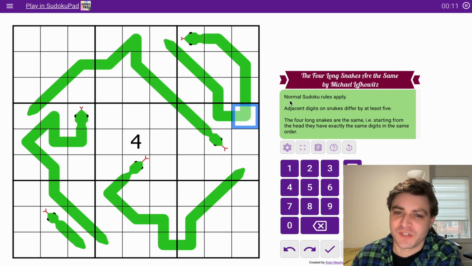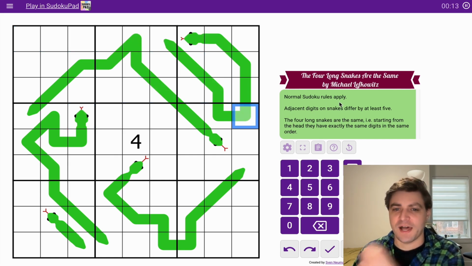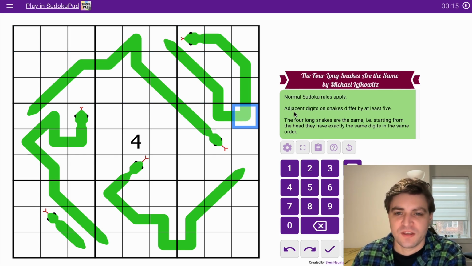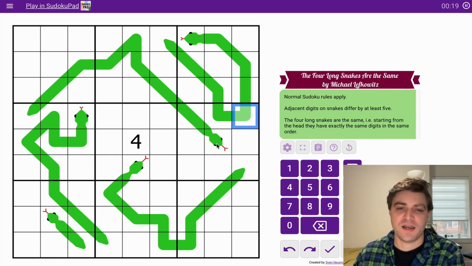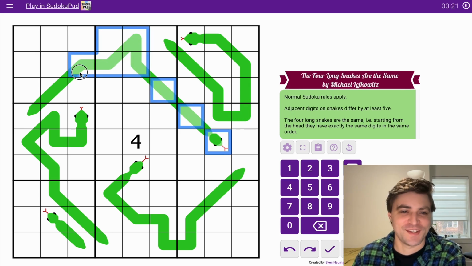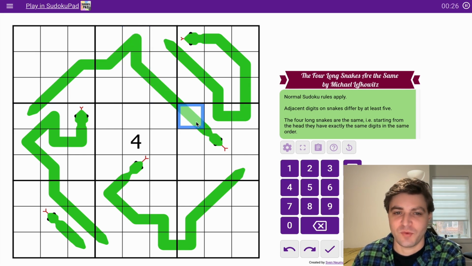Let's read the rules. So, normal Sudoku rules apply. So this is a Sudoku. Adjacent digits on the snakes differ by at least 5. Okay, so I think this rule is sometimes called the German whisper line rule. Anytime we put a number on a snake, its neighbor needs to be at least 5 from it. So if this was a 6, maybe this could be a 1, maybe this could be a 1. There's a difference of at least 5 between those numbers.